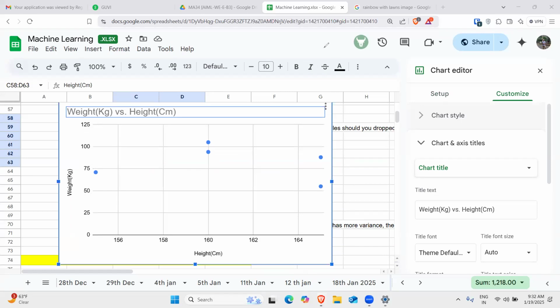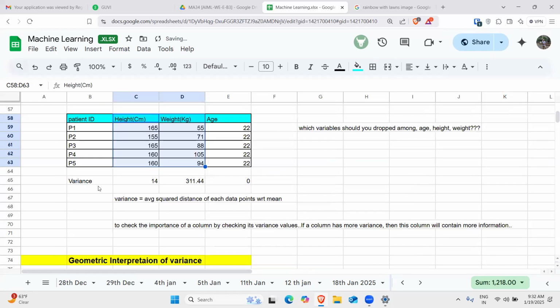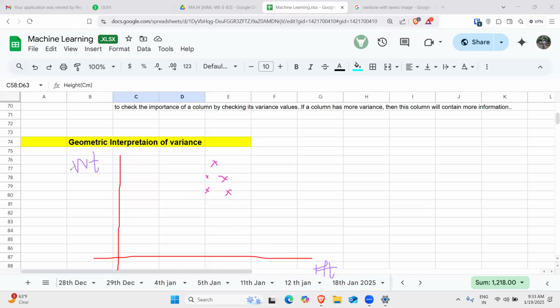Anyway, let me draw one figure to understand this. Let's say whatever we have seen was correct. This is height and this is weight in kg. Suppose the weight data points are like this: 1, 2, 3, 4, and 5.